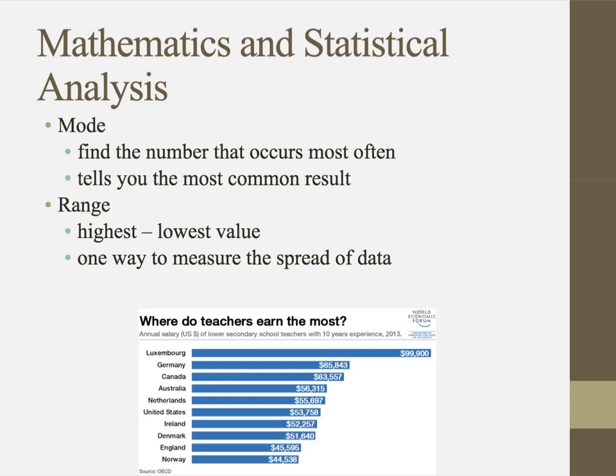Another way we can analyze data is by finding the mode. That's the number that occurs the most often. It tells you the most common result. Okay, so you can see which things appear with the greatest frequency. And then the range. The range is the highest minus the lowest value. So the difference between the least and the highest value that you have in your data set. It is only one of the ways to measure the spread of data, and it's not the one that we're going to be using most often. We'll get to that one in just a couple of minutes.